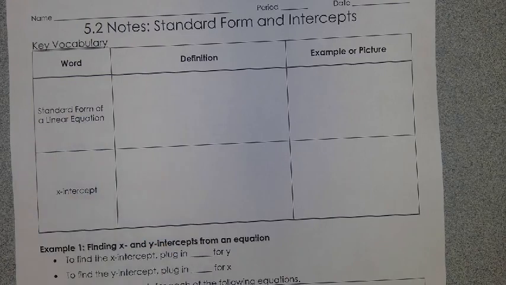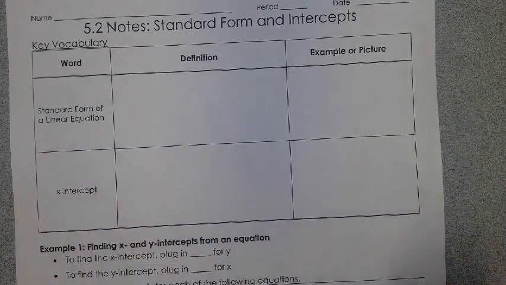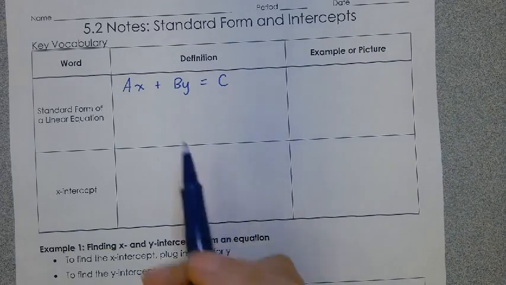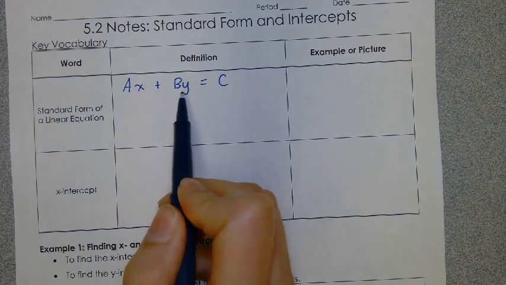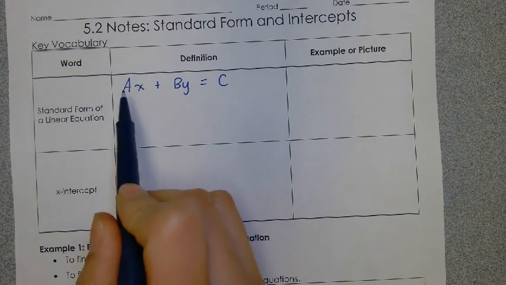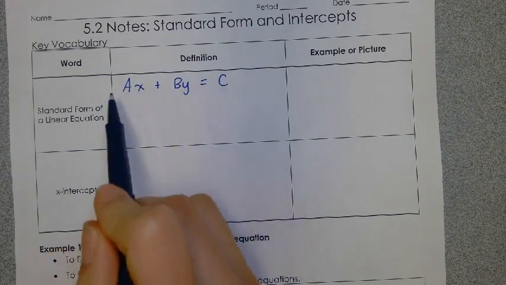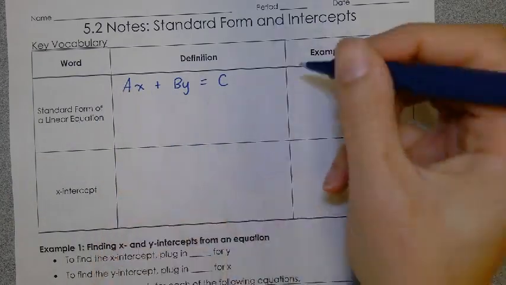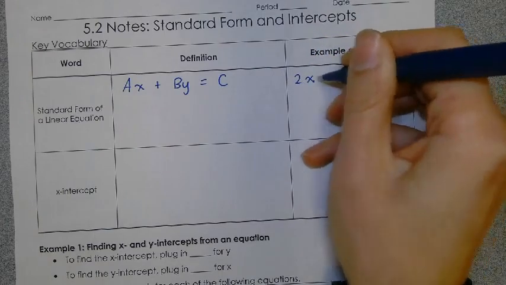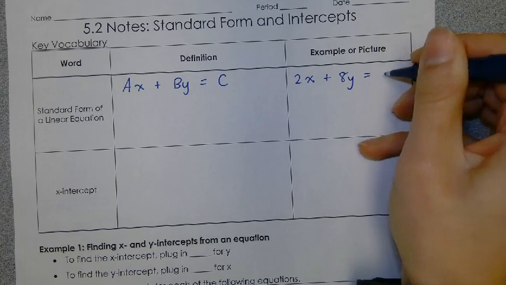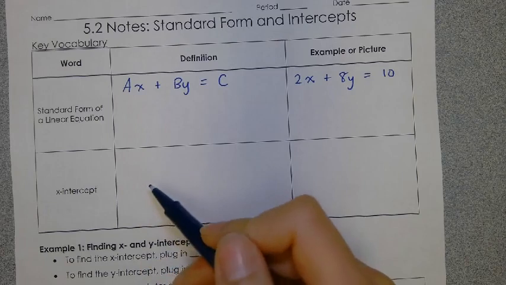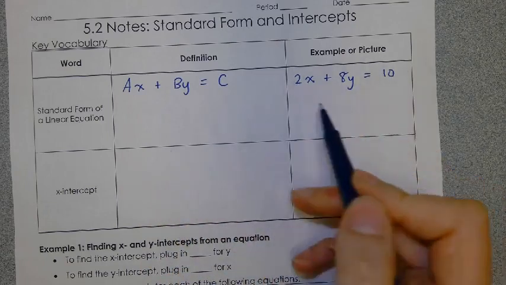What is standard form? Standard form is an equation. It looks like this: ax plus by equals c. We can see x and y, which we are familiar with. We also see these other variables, a, b, c, but these simply represent any number. For example, a might be 2, b might be 8, and c might be 10. These just represent some number that we can see one example here.